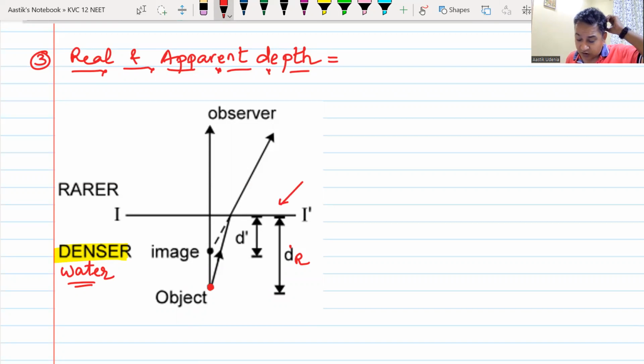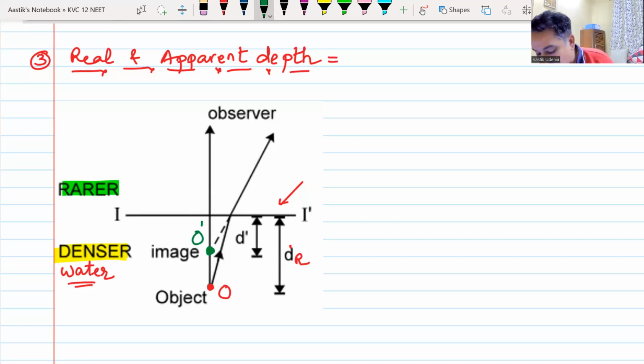Now, because light, when it goes from the denser medium to the rarer medium, will bend away from the normal, the light will appear to come from this point. If I call the original point O, the light will appear to come from this green point O dash. So it will appear nearer. I call this depth dA, or D apparent.